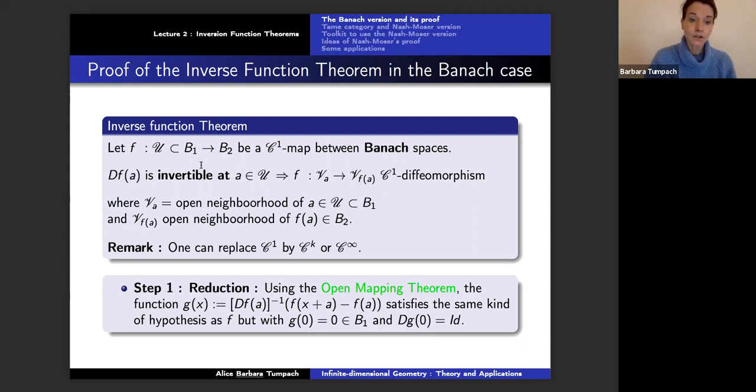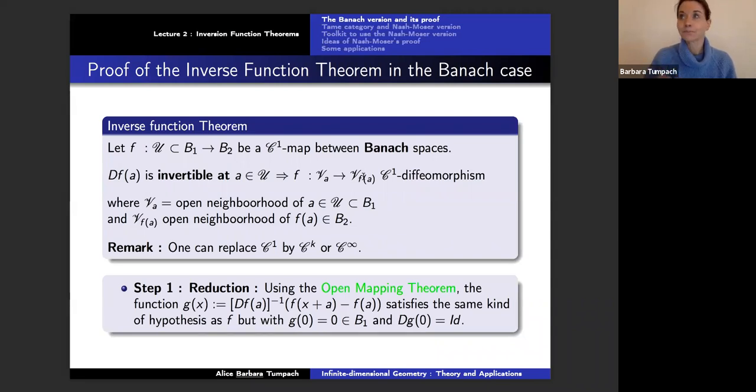And the condition also is that the derivative of this map is invertible at some point A of this open set. And the conclusion of the theorem is that locally F is a C1 diffeomorphism. So there are a neighborhood V of A and a neighborhood of its image on which F is a C1 diffeomorphism. Moreover, we can replace here C1 by Ck or C infinity.